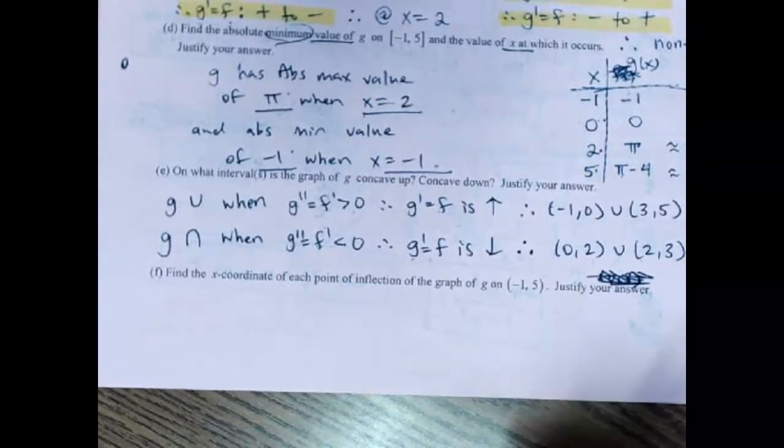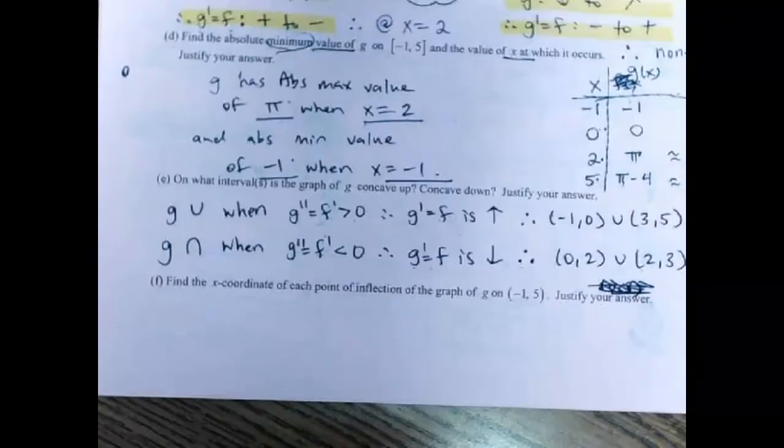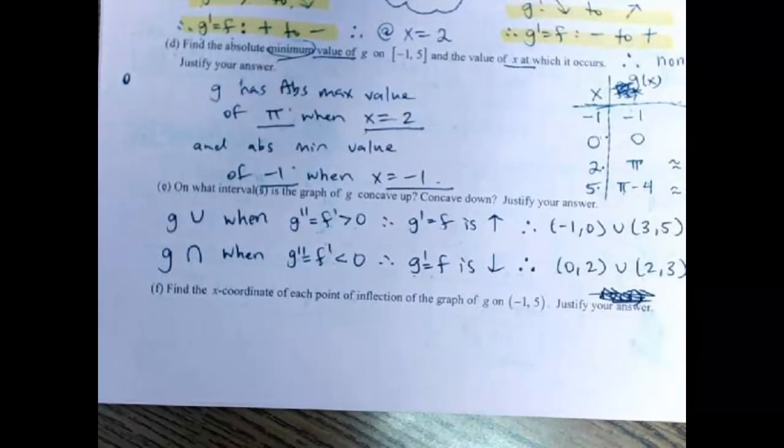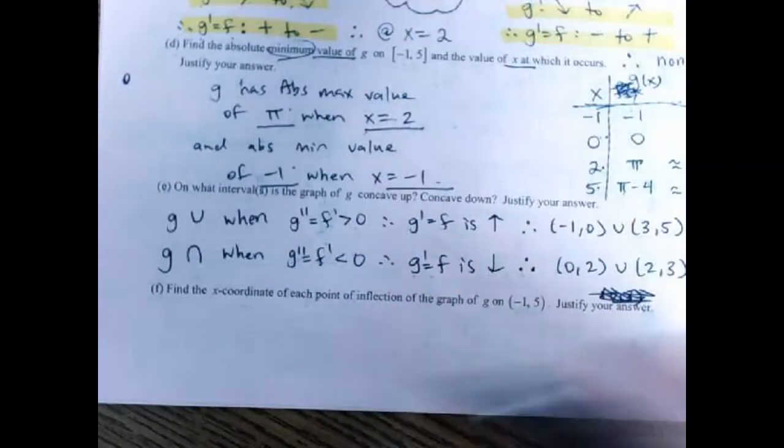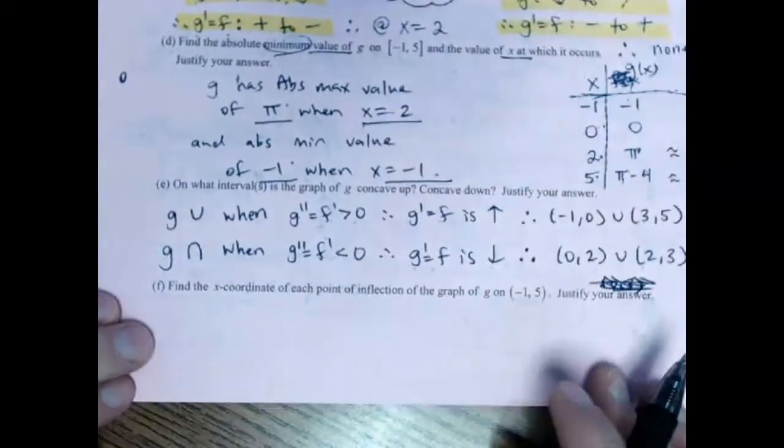Whatever. Okay, last one. Find the x-coordinates of each point of inflection on the graph of G, of course, in my interval. And of course, we're going to justify. Why would we not justify the answers? We're always going to. Okay, here we go.